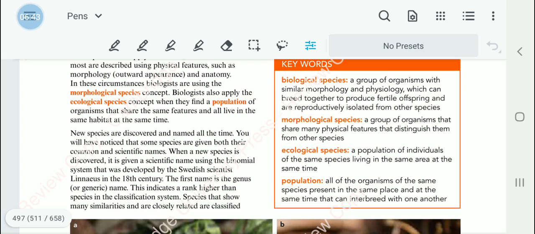So these are actually things which are happening all the time.